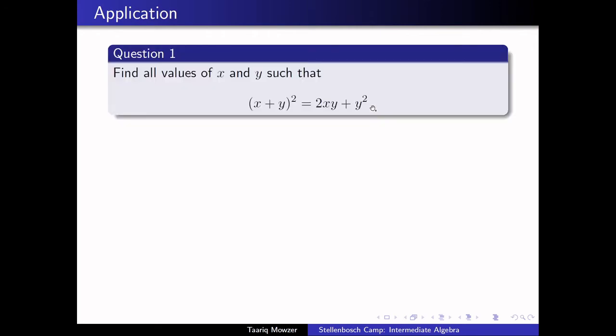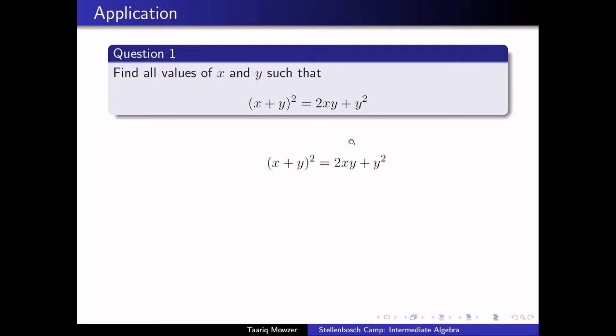It's a bit contrived, but I want some examples in. You're given this equation and asked to find all values of x and y such that this equation holds: (x plus y) squared equals 2xy plus y squared. Okay, so let's try and solve this equation.